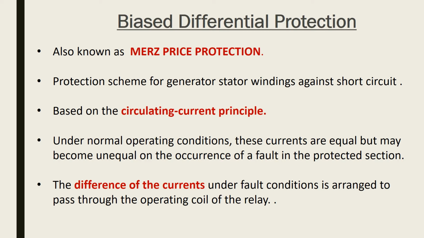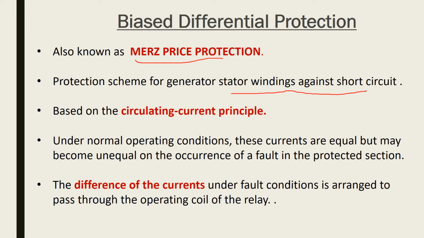Starting our lecture with the first technique, that is bias differential protection. You may have heard of this protection technique in the case of transformers and induction motors also. It is also known as Merz-Price protection, or sometimes bias percentage differential protection. Such protection schemes in generators are used for stator windings against short circuit faults.